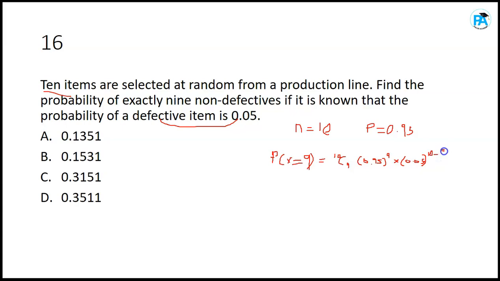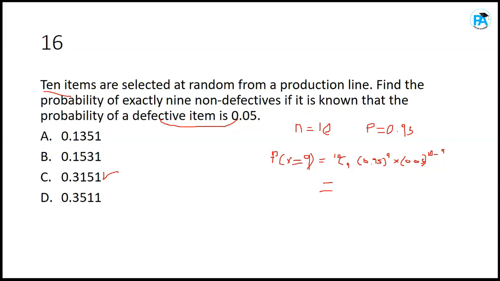I hope you wrote it down. Yeah. So 10 exponent 9. That's n minus x. 10 minus x. N minus x. Okay. So 10 minus 9. So when you fix all this on your calculator and you do it properly, you should get C as your answer. 0.3151. Okay. So C is the correct answer for this.